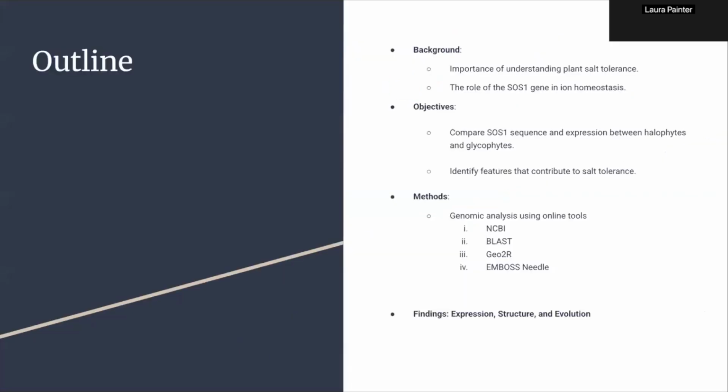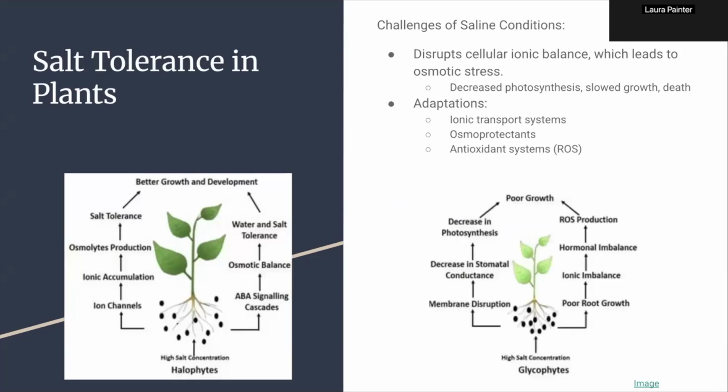So here is a quick overview of today's presentation. First, I'll go over the background on why plant salt tolerance matters and the role of the SOS1 gene, and then I'll explore the main objectives of my project, and after that I'll walk through the methods and show results from BLAST and expression data from GEO2R, and we'll conclude with some key findings and broader implications for agriculture and plant adaptation.